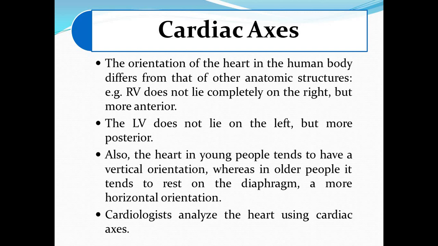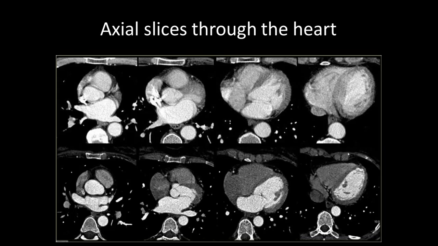So when we talk about the heart in the field of imaging anatomy, we need to have different windows for looking at the heart. These windows are called the axes. So we have different axes of the heart. Let's have a look at this image. This is axial slices through the heart.